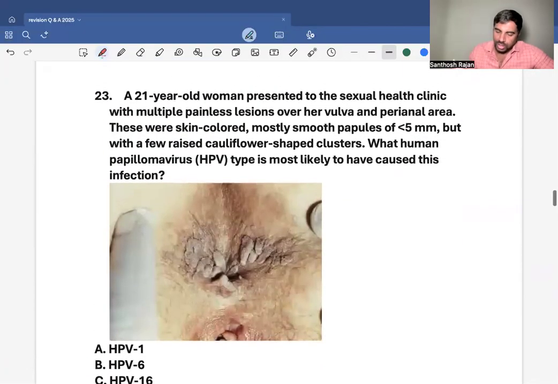Next question, see the question. We are mostly in virology now. A 21-year-old woman presents to a sexual health clinic with multiple painless lesions over the vulva and perianal area. They were skin-colored, mostly smooth papules less than 5 mm, but a few raised cauliflower-shaped clusters. Which human papillomavirus is most likely? Very simple, a direct question.